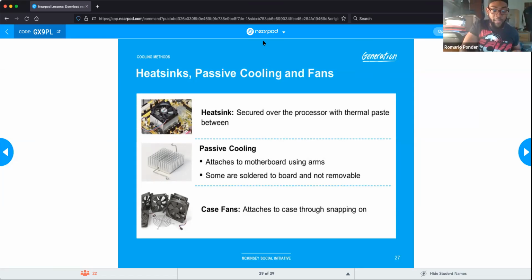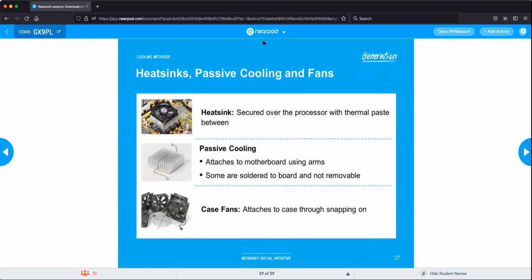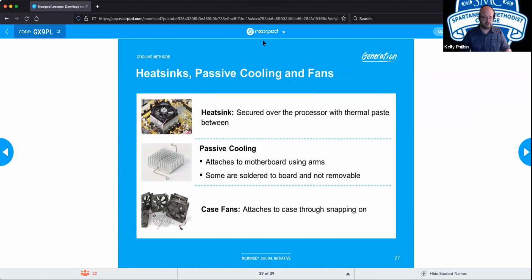Question. So you don't spread the thermal paste, you just put that eraser-size dot down, and you don't spread it across, and then just set the heatsink on top? Correct. I mean, you could, but you don't really need to.